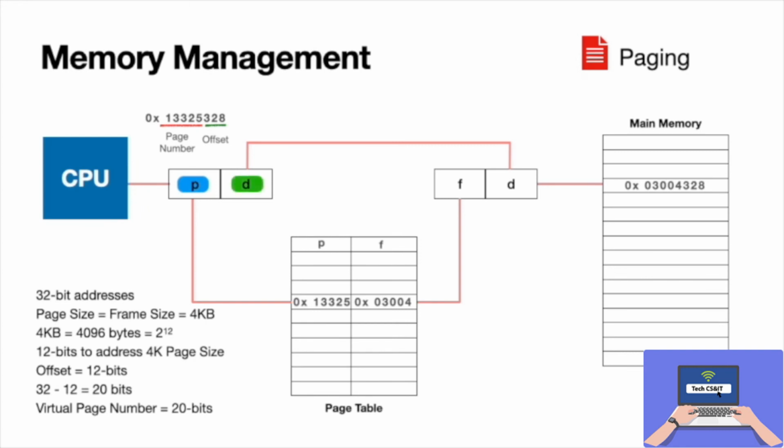So here we can see, once collected, the frame address is concatenated with the offset, which represents the physical address of the process in the memory. So here we can say 0300 4328 is the actual physical address that is present in the main memory.